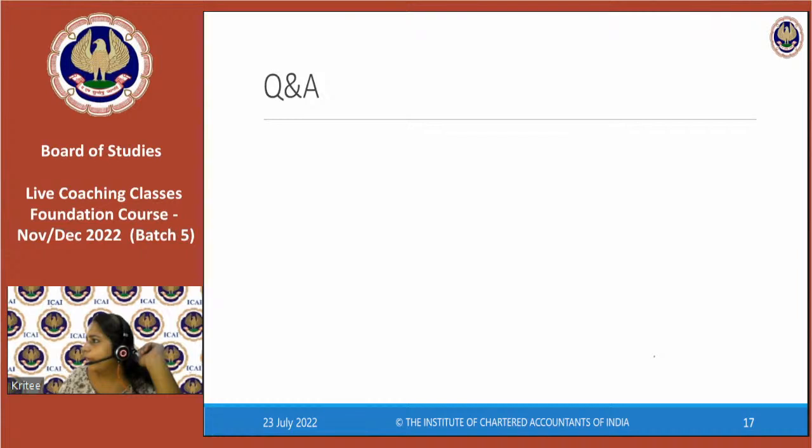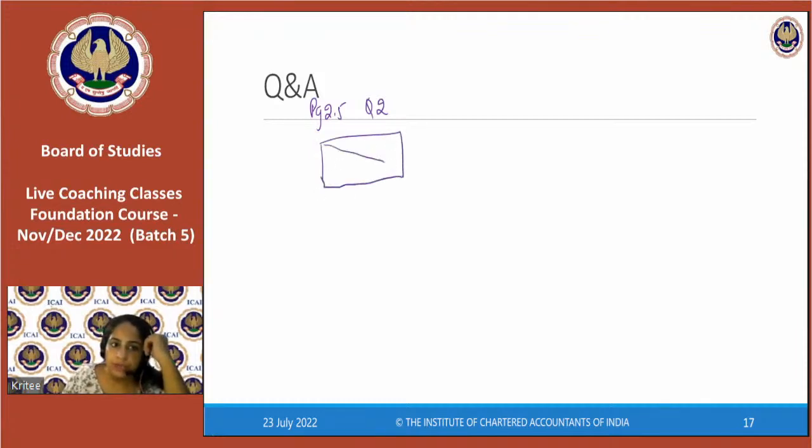Then I am getting a request. Vinita, I have taken yours. Then Vinodini is saying 2.5, second question. Page number 2.5, and the second question. Yes, I can do this. Page number 2.5, question number 2. It says the diagonal of a rectangle is 5 centimeter and one of its sides is 4. What is the area of the rectangle?